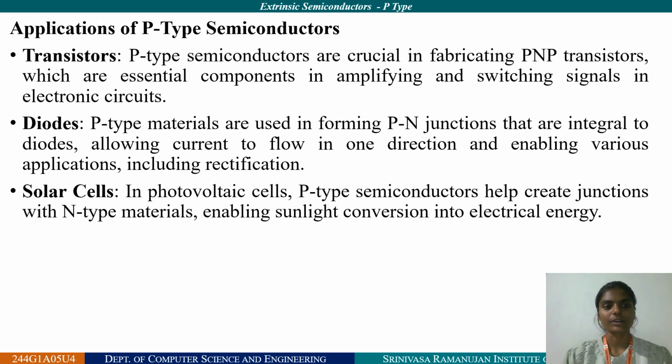Applications of p-type semiconductors. Transistors. P-type semiconductors are used in fabricating PNP transistors, which are essential components in amplifying and switching signals in electronic circuits. Diodes. P-type materials are used in forming p-n junctions that are integral to diodes, allowing current to flow in one direction and enabling various applications including rectification.